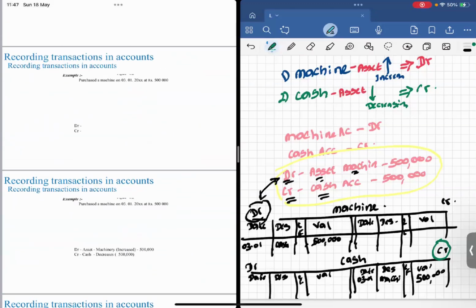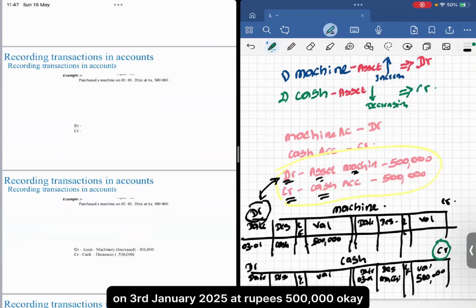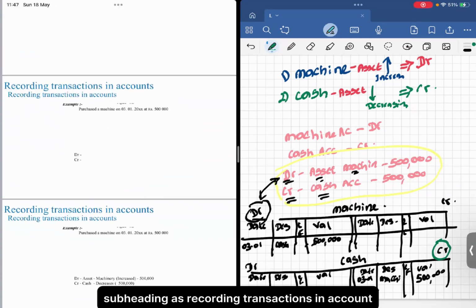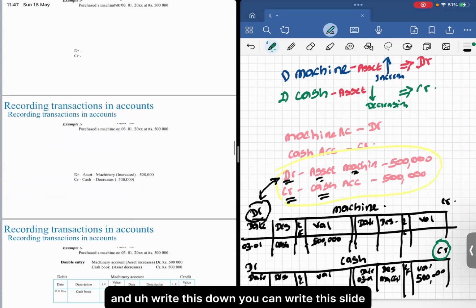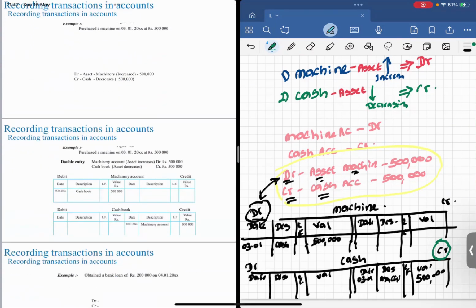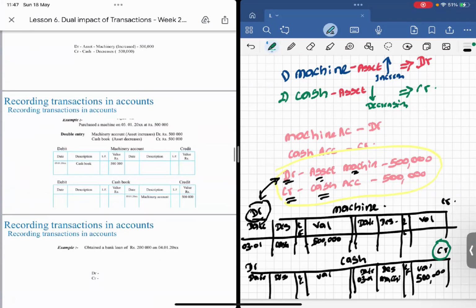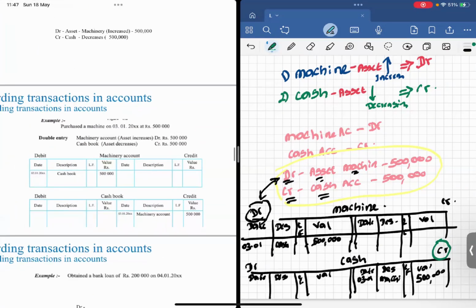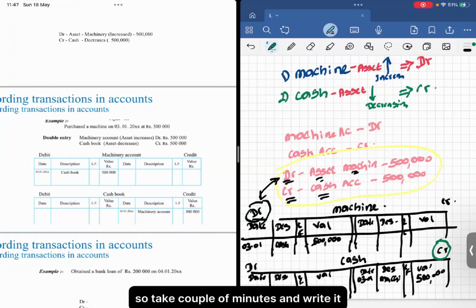Purchase a machine on 3rd January 2025 at rupees 500,000. Okay, you can take a couple of minutes and write the subheading as recording transactions in account. Recording transactions in account, and write example and write this down. You can write this slide. So take a couple of minutes and write it.